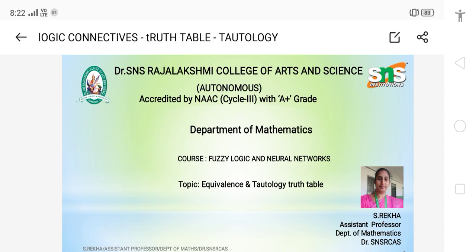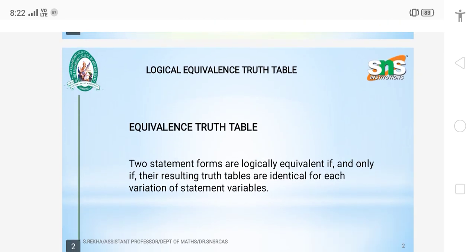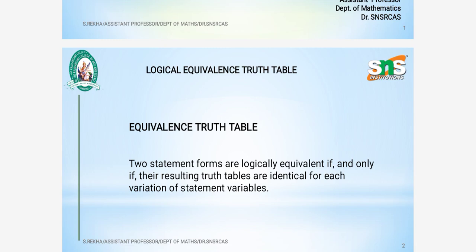So today's topic is fuzzy logic and neural networks. The topic is equivalence and tautology truth table. Before going to the truth table, we have to know the logical connectives. The logic statements are negation, conjunction, disjunction, biconditional, conditional, etc. In that, first of all, we go with the equivalence truth table.